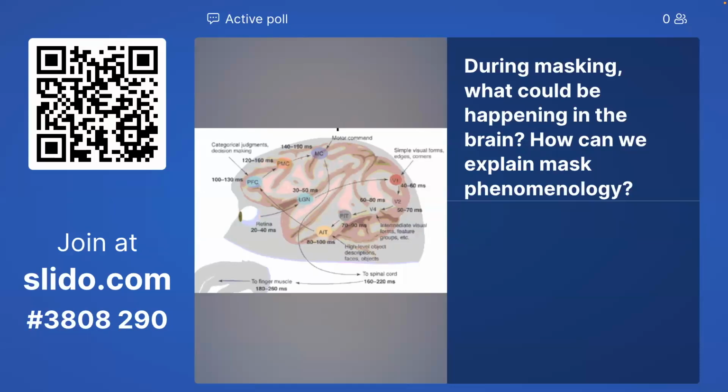I want you to think about this. In this case I made it not a word cloud, so you can give a little more elaborated response. Do you get my question? Is it how what we learned about neural activity could explain the mask phenomenology, or not? If it's difficult to write, you can just say that, which is also fine.